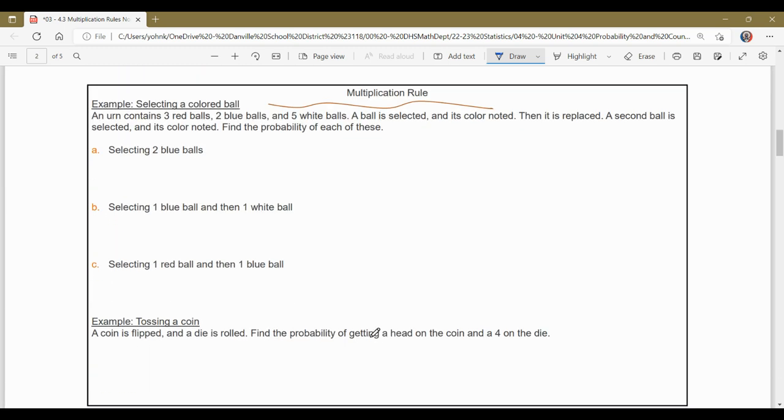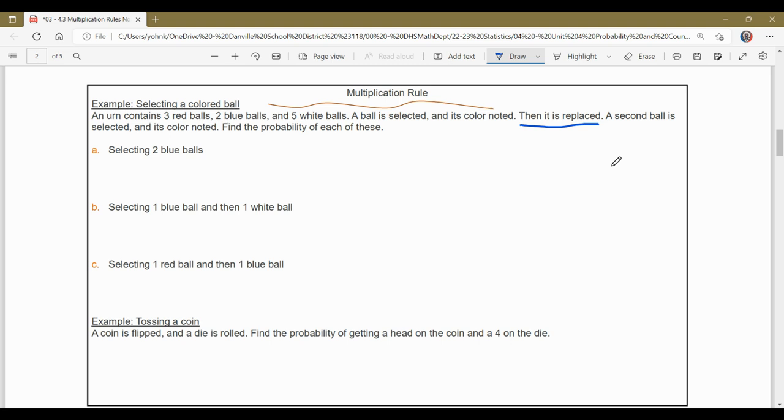All right, let's see some examples. An urn contains 3 red balls, 2 blue balls, and 5 white balls. A ball is selected and its color is noted. Then it is replaced. A second ball is selected and its color noted. Find the probability of each of these.